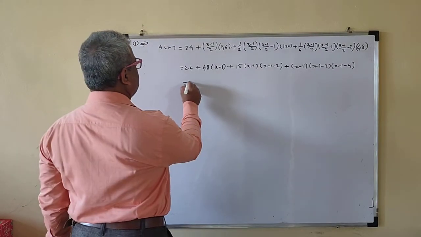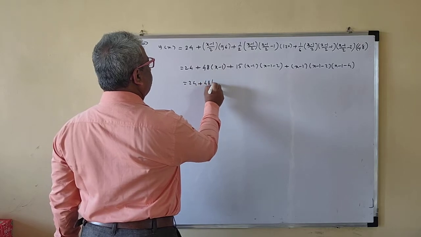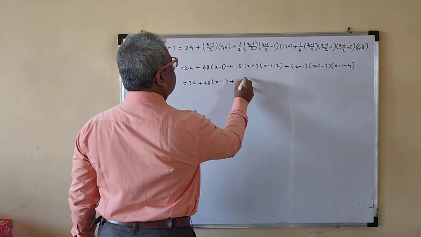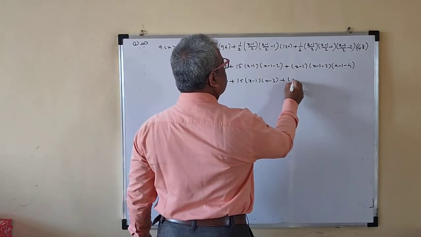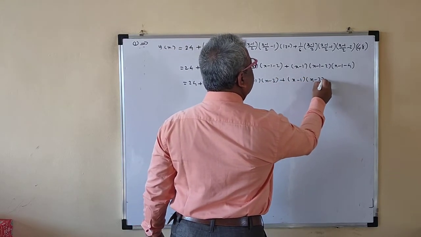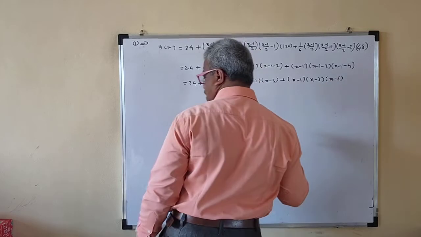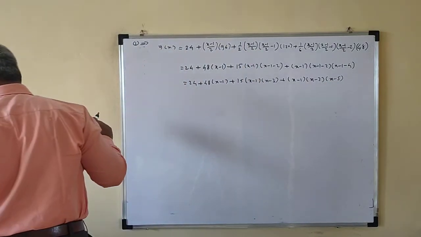Okay, so we'll simplify this. This is 24 plus 48 times x minus 1 plus 15 times x minus 1 times x minus 3 plus x minus 1 times x minus 3 times x minus 5.